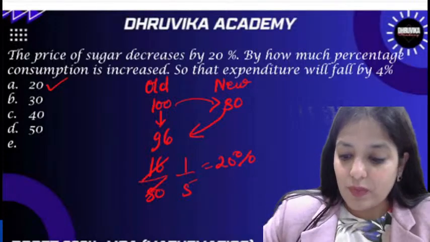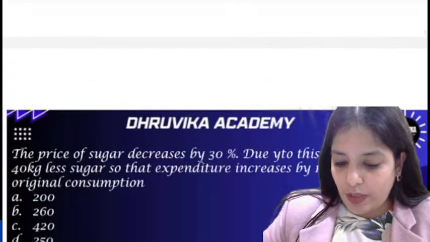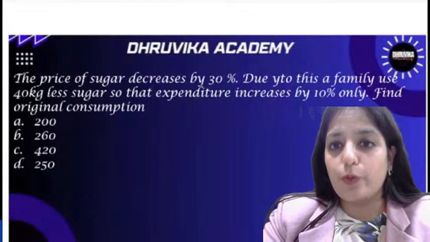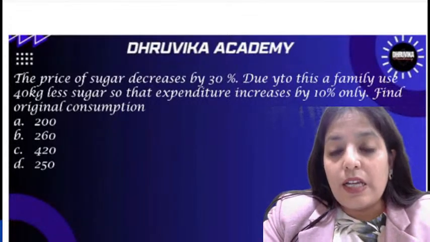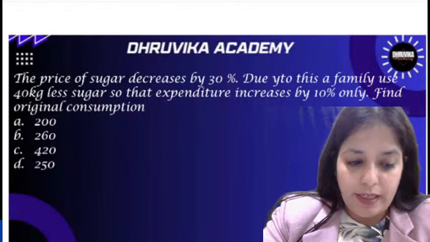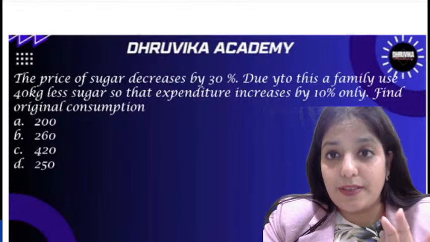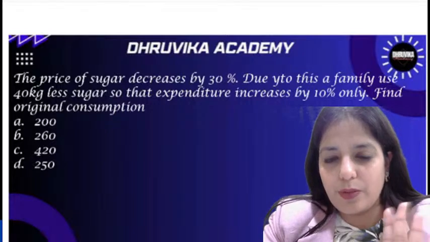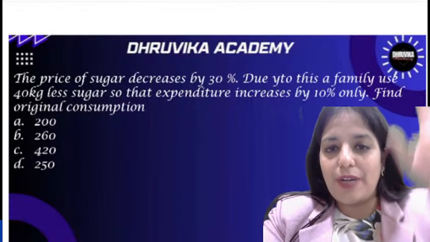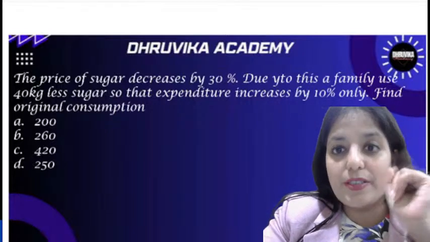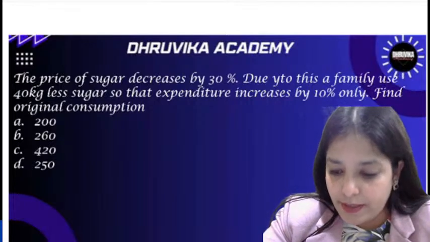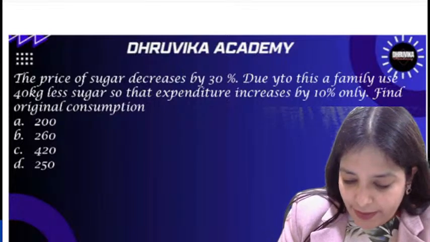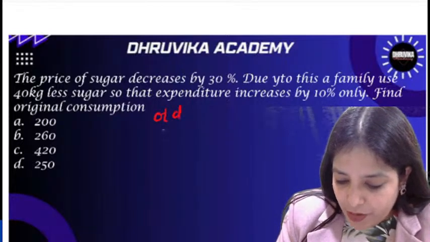Yes. So let's proceed to another similar type of question, a little bit advanced one. It says the price of the sugar decreases by 30%. So with this statement, what can you assume? Price has fallen by 30%. That means what? Expenditure has also fallen by 30%, right? So I can write it like this. My old expenditure was 100.